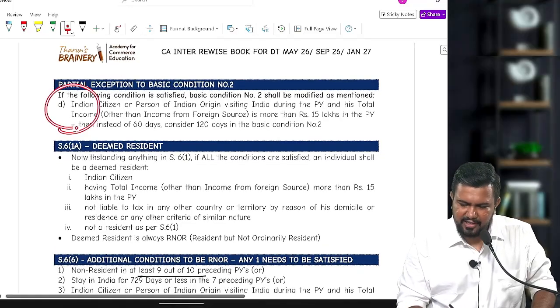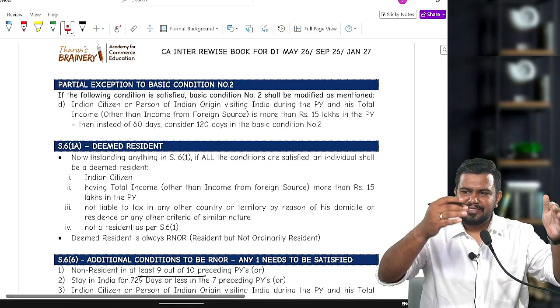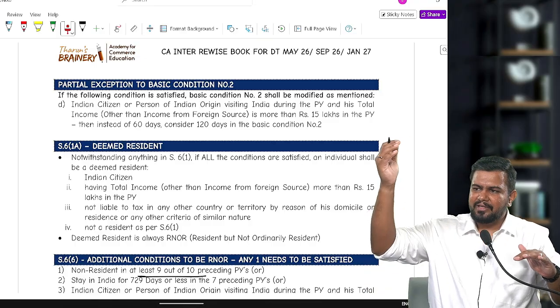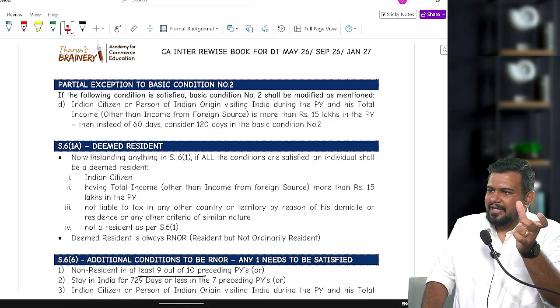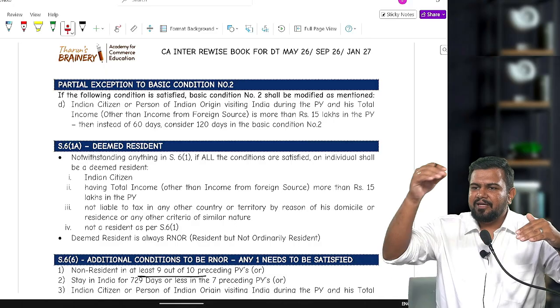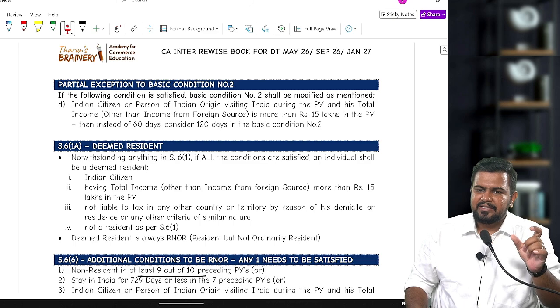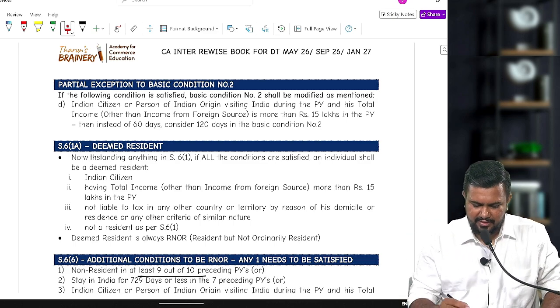However, this category of people are there, no? Indian citizen, person of Indian origin who are visiting India and their total income is more than 15 lakhs. If their stay is between 120 and 182, okay, the 182 has not been crossed, sir, but the 120 has been crossed. In such a case, you will always be called RNOR. RNOR benefit you will get.